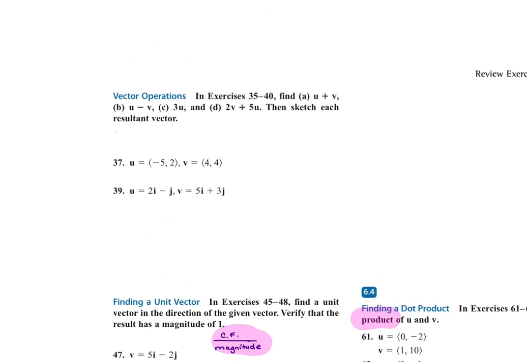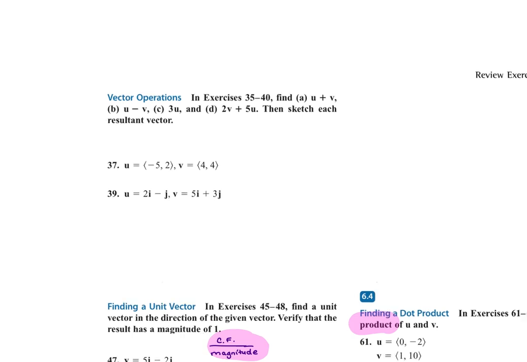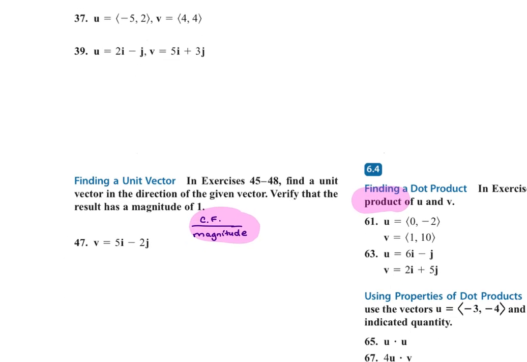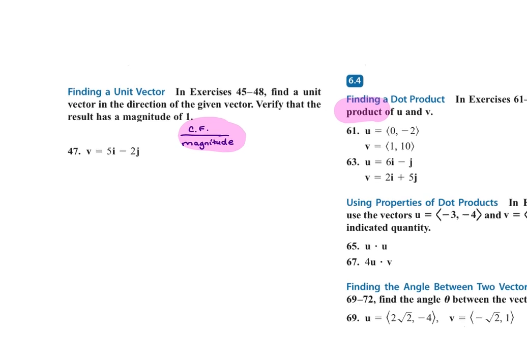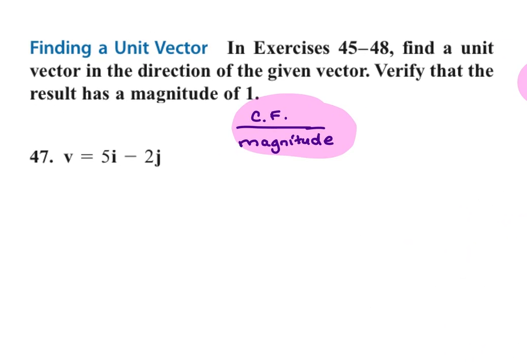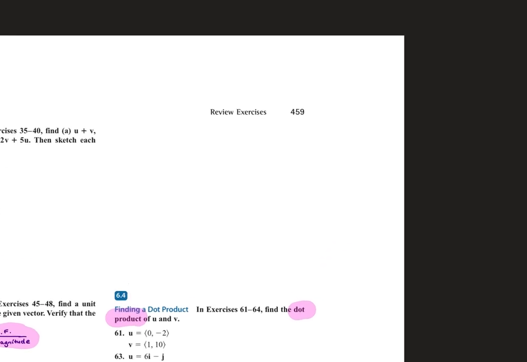Then you get into finding the sum of vectors. Okay, then we're adding, subtracting, and taking scalar multiples of vectors in both component form and the i-j format. Then you're finding the vector in the same direction. For this, you put the component form over the magnitude. That is, again, highlighted in pink, which means you need to know that one.